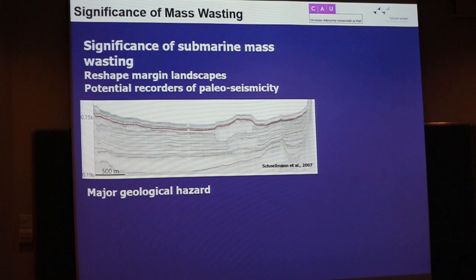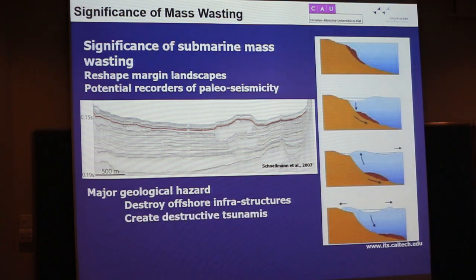The hazards associated with landslides, on one hand, are that they may destroy offshore infrastructure. I will show a few examples in a second. And they're also capable of creating destructive tsunamis. The principle is shown here. If you have a mass which is moved down quite suddenly, then you have a deficiency of mass here, and here you add additional mass. The entire water column on top is in motion, and that's always a condition you need to create a tsunami. People estimate that about 15 to 20% of all tsunamis worldwide may be triggered by submarine landslides.